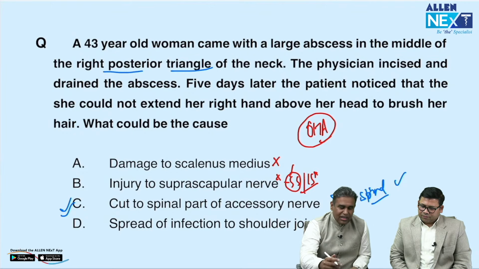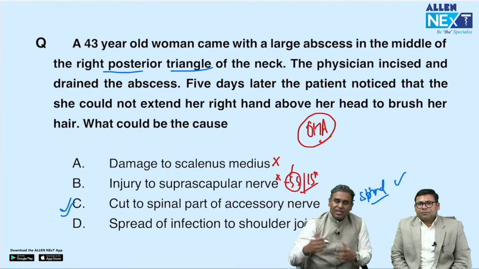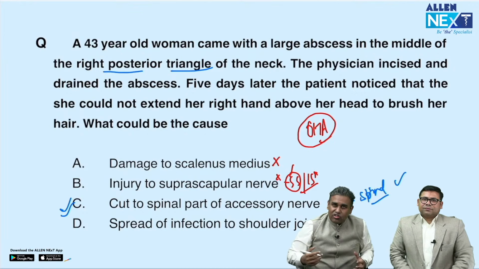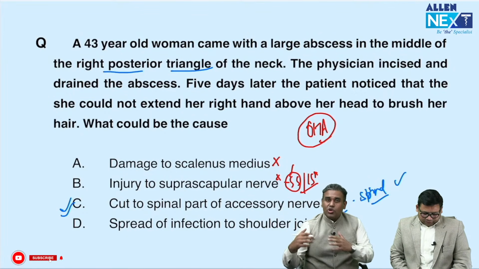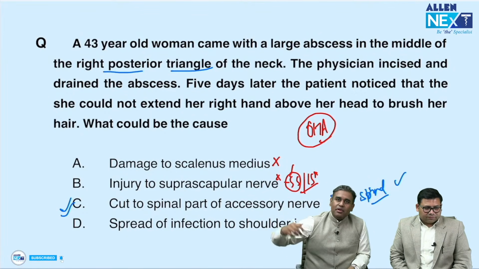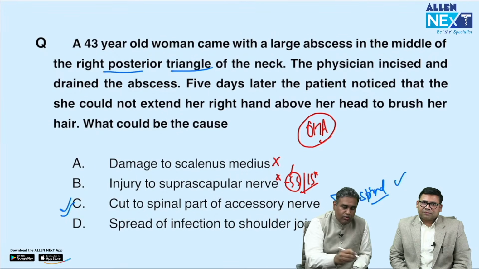Spread of infection to the shoulder joint. Now the whole history will change over here. In this shoulder joint, there's a decrease in the range of movements, all those things will come. There's shoulder pain over here. They're only saying unable to raise the hand above the head. Now why is this the answer?